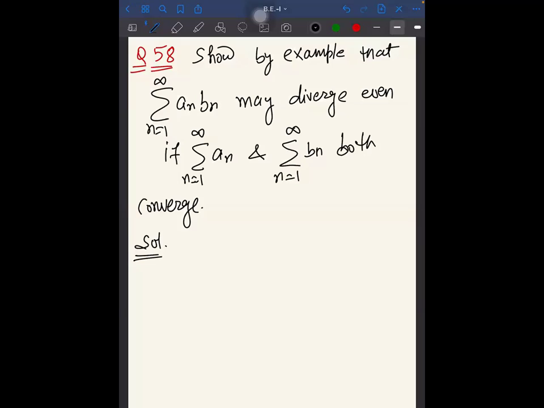Now you see this. Let's say you take the an as minus 1 raised to power n over root n, and you take the bn as well minus 1 raised to power n over root n. Are both convergent? Yes, sir. Because we are talking about series.